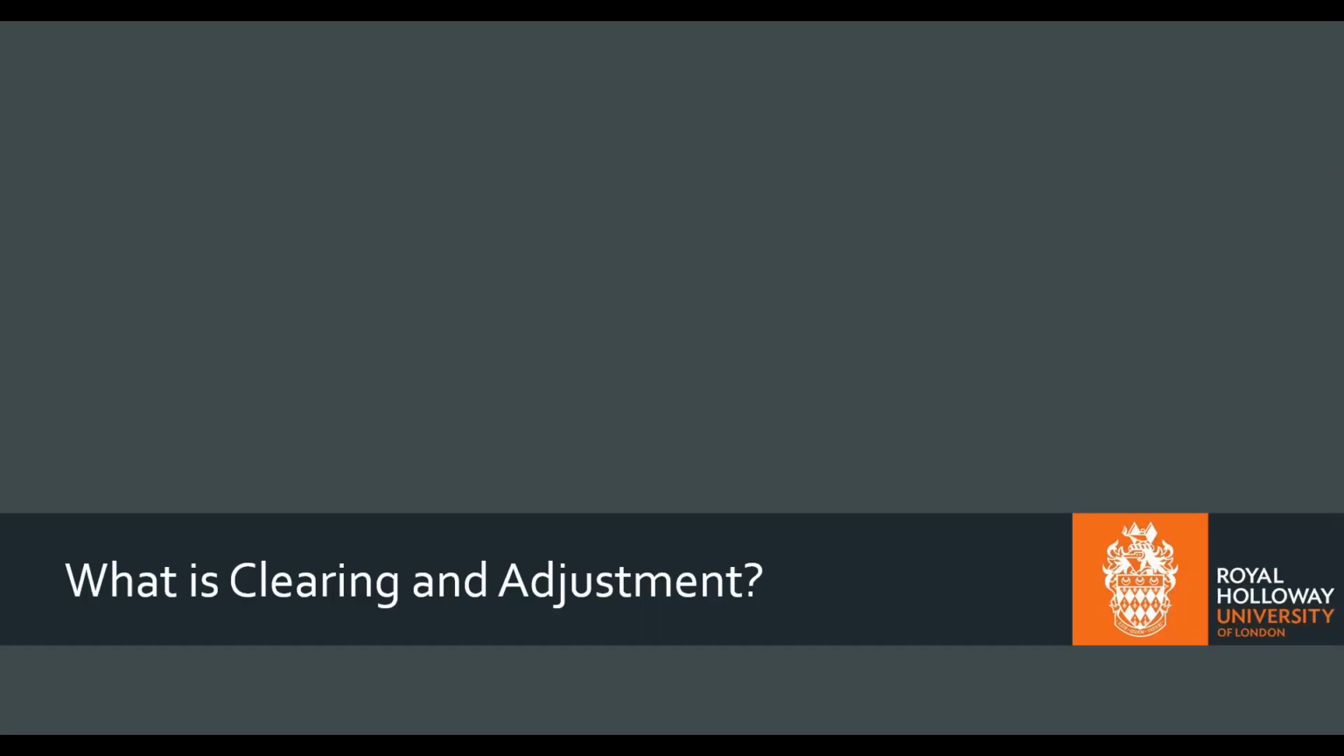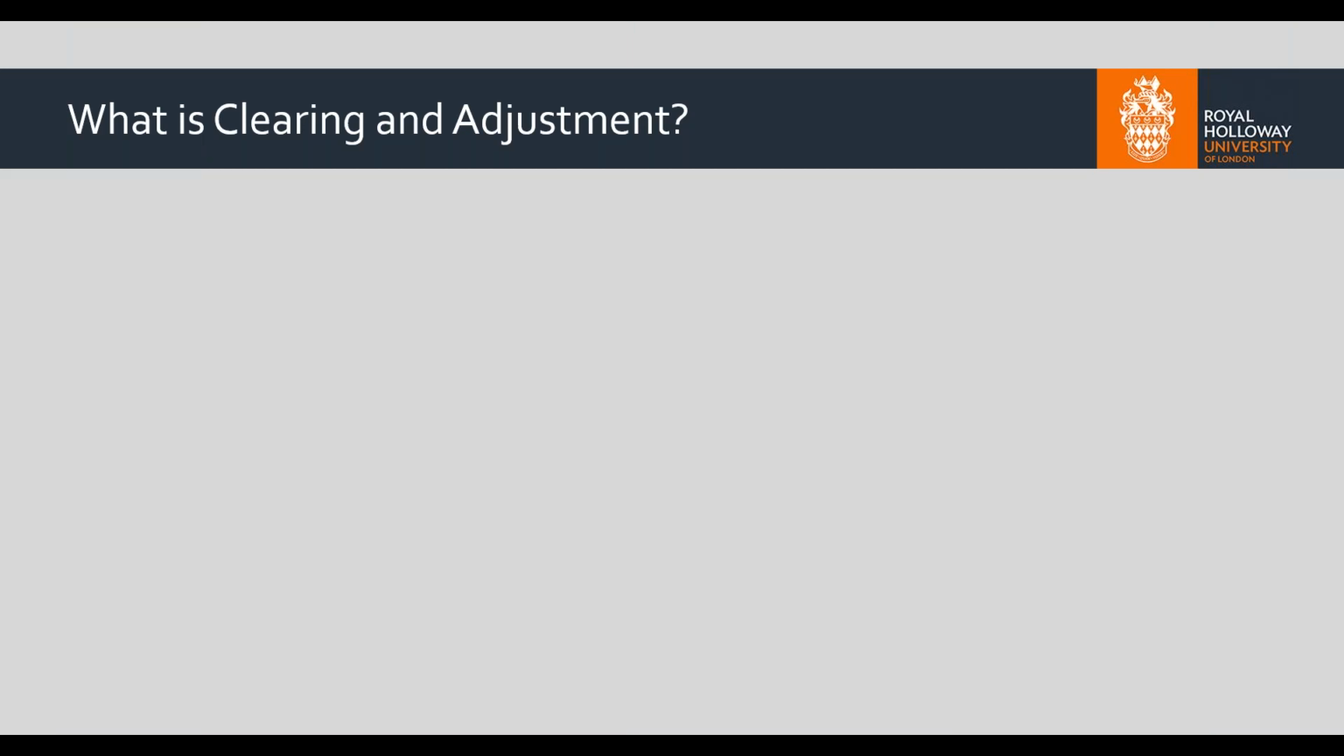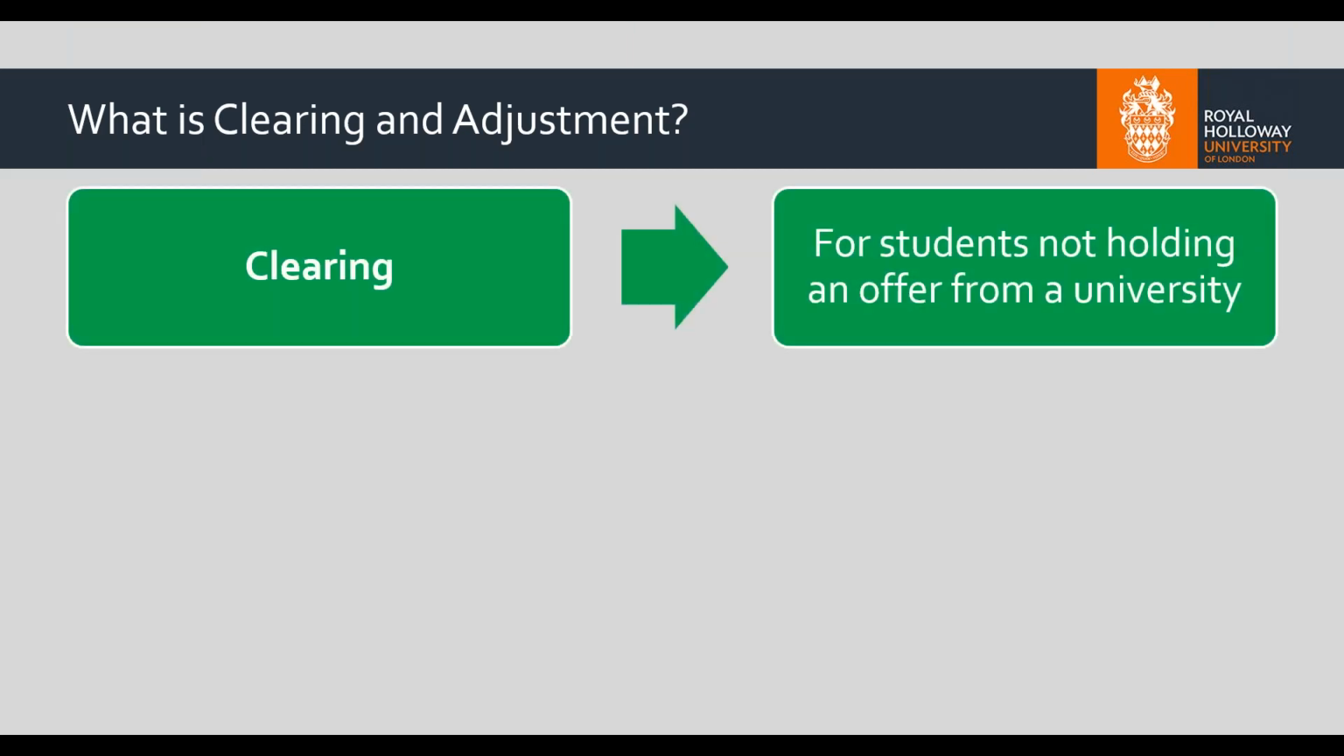So what is clearing and adjustment? What are these key things that are going to be really prevalent in the next couple of weeks? Clearing is for students not holding an offer from a university. This is a process where students who aren't holding an offer, and for other reasons as well, which we'll go through in a second, are able to get places at universities that have vacancies. So it's a last chance to pick up a place at a university if you aren't holding an offer at the moment.